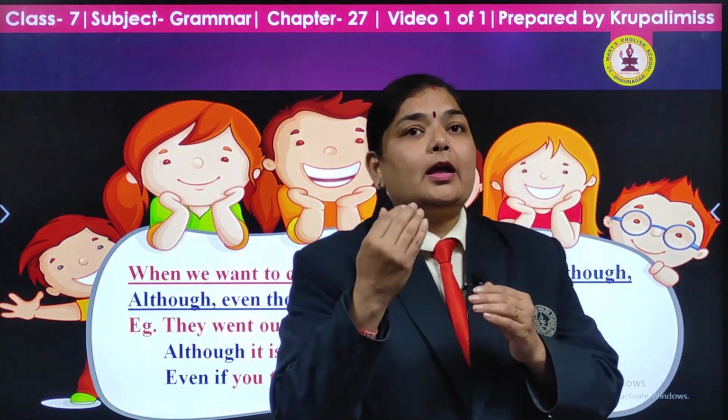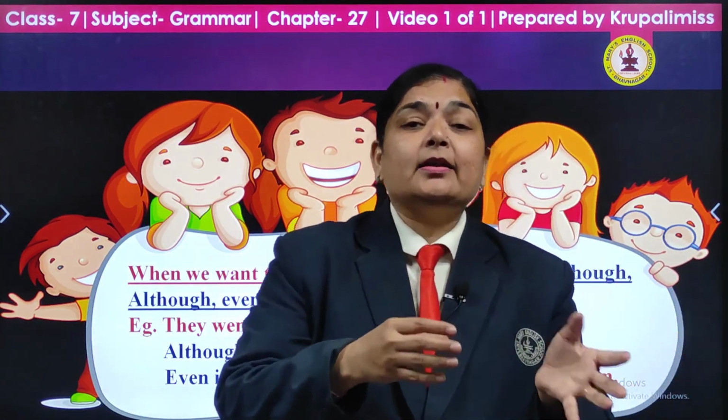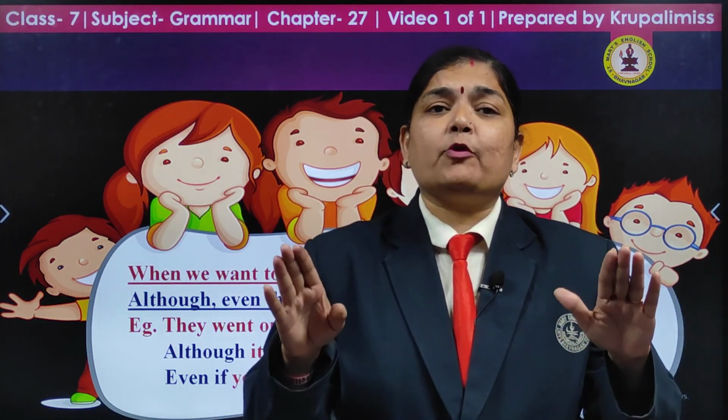So, my dear children, if I say and, but, yet, as, so that, all these types of words are known as conjunctions. Conjunctions can be a single word and also a pair of words. I hope, children, you all have understood this chapter very nicely. If you have any doubt, you can contact me.